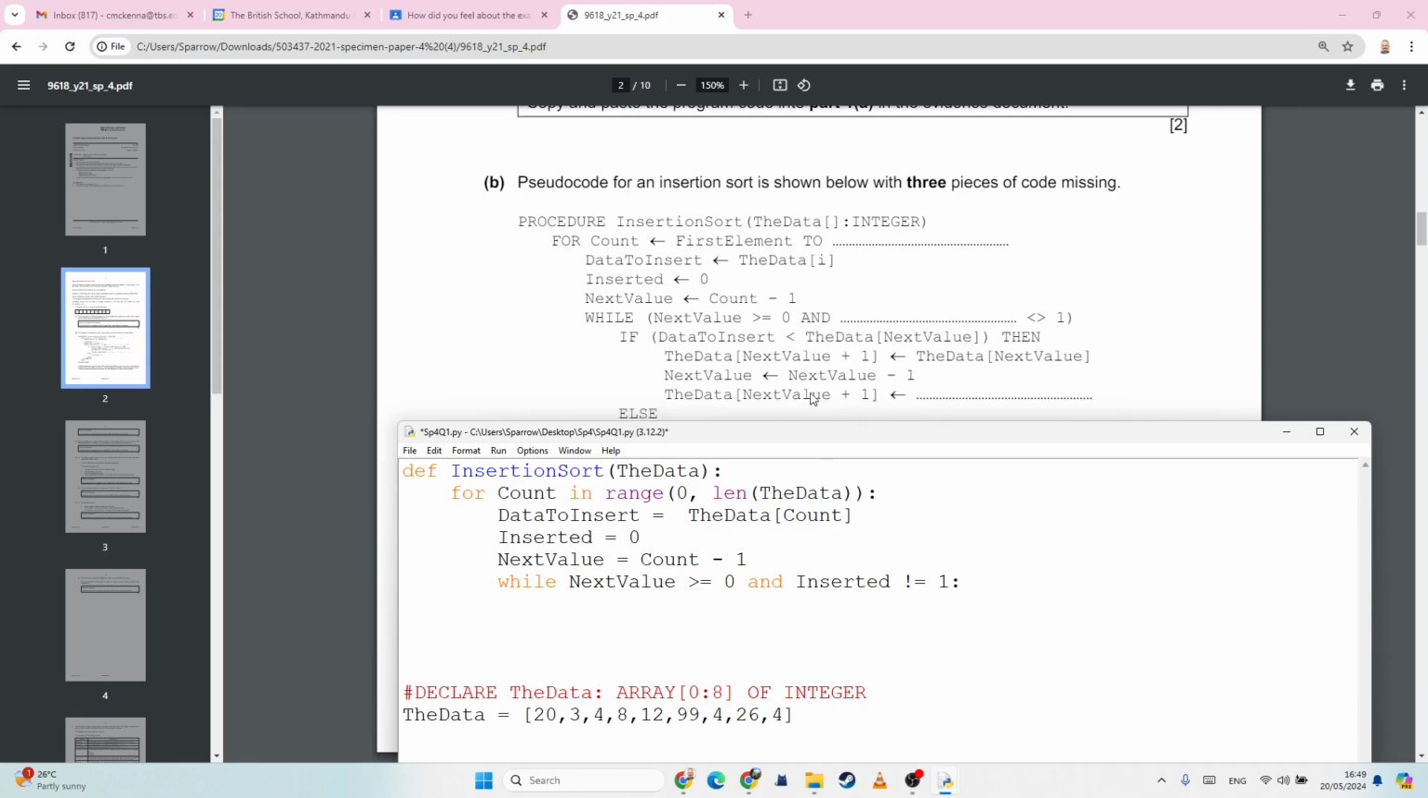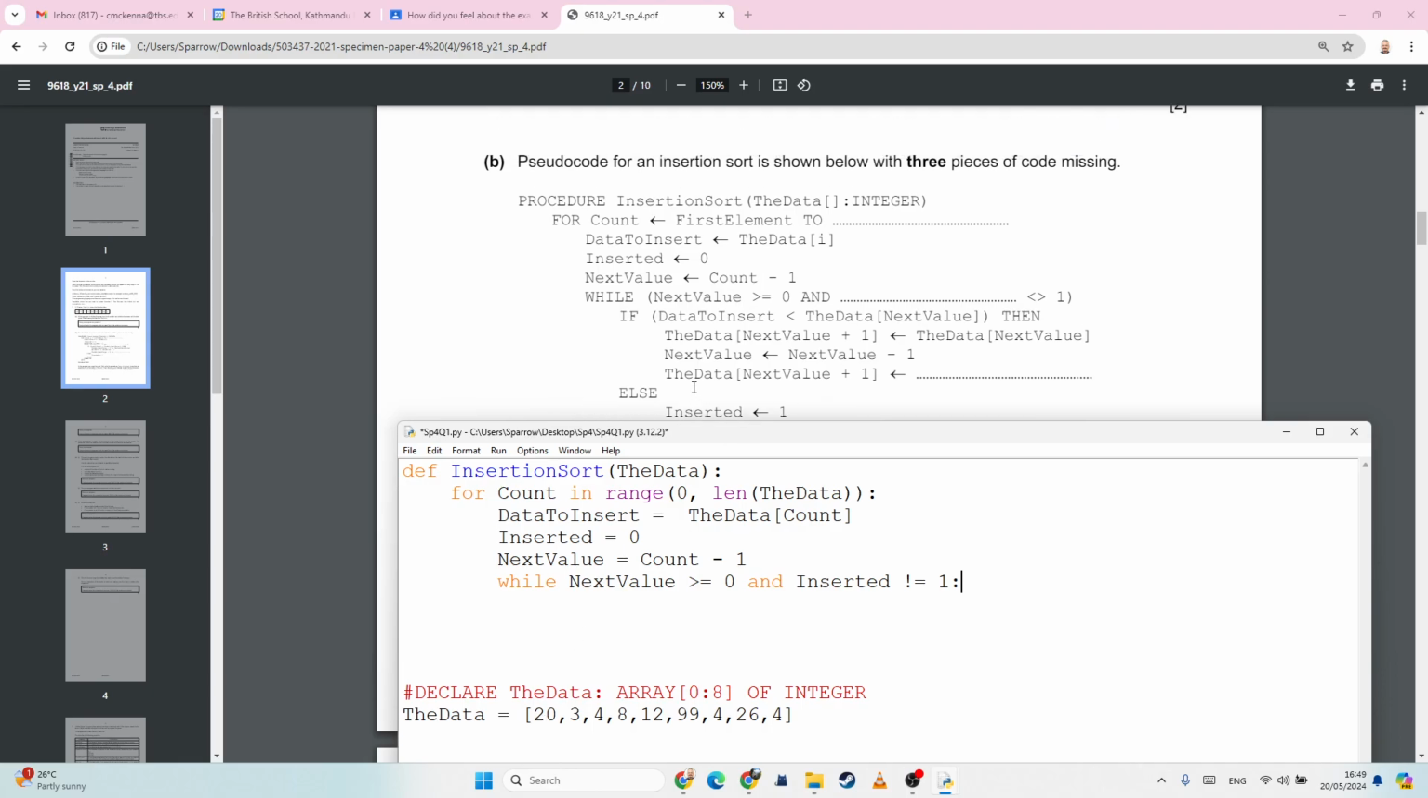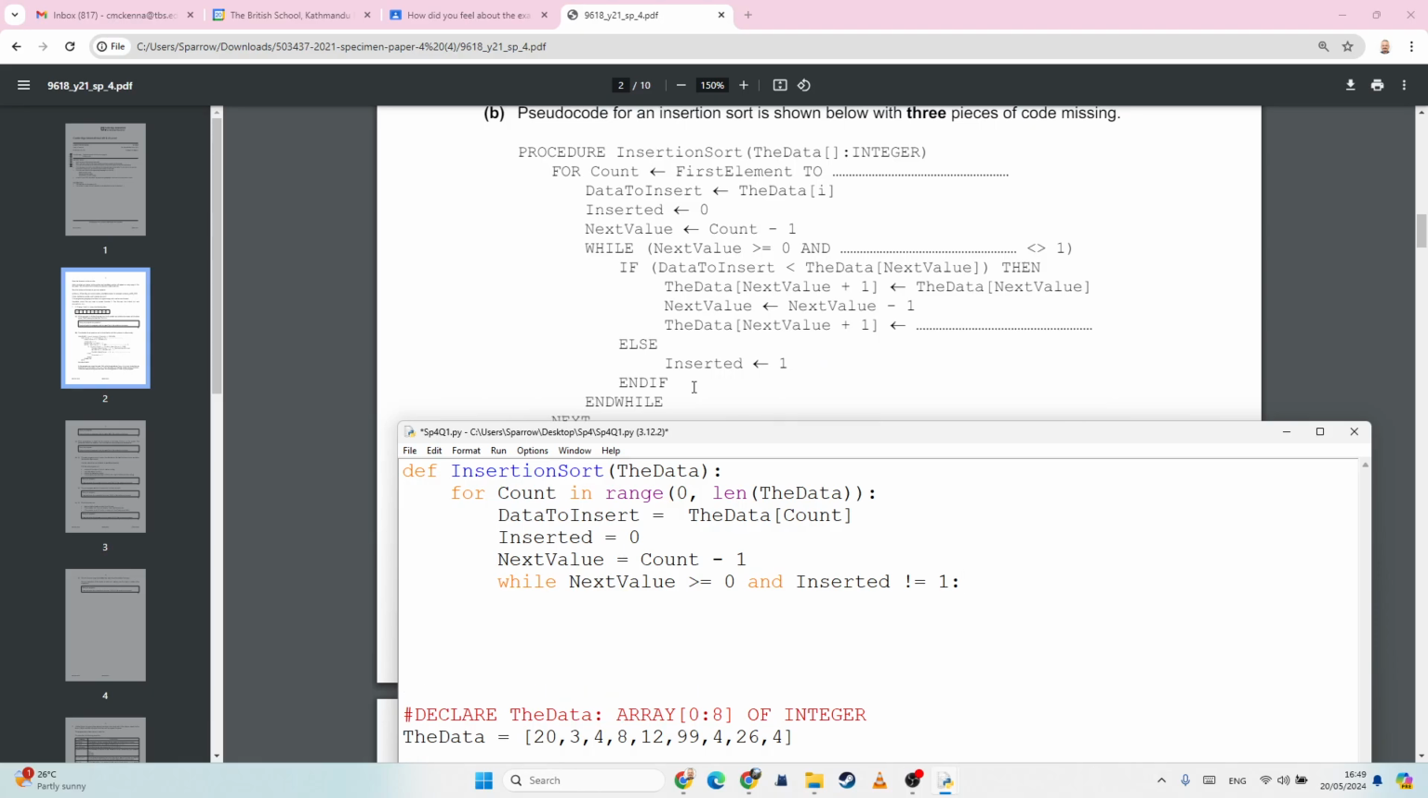Okay, so if for some reason we do the else here, then that means we have got to the end. So basically, if this number is not smaller than this number, then we've reached the place in the array that still fits, and we can leave it there. All right, so, well, blah, blah, blah.